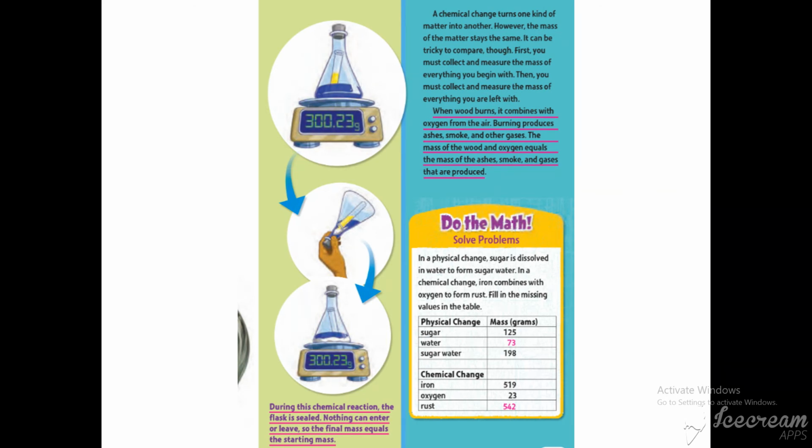So here, sugar 125, water 73, sugar water 198. Okay, they gave you 198 and they gave you 125. Of course, when you subtract 125 from 198, you'll get the water. Here they gave you iron and oxygen. Rust will form when you add them. That's why I got 540, because rust is the answer. Here the answer was given, one of them was missing, so I subtracted it. Like sugar plus water gives you sugar water.